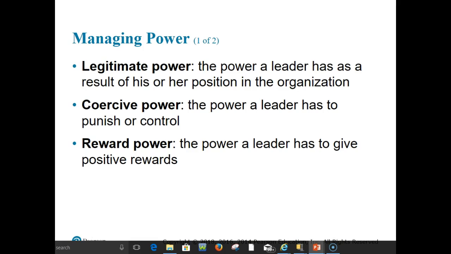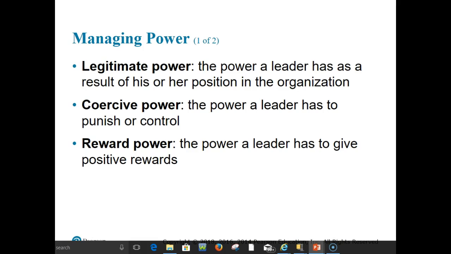Where do leaders get their power? That is, their right and capacity to influence work actions or decisions. Now, there's 5 sources of leader power that have been identified. And that is legitimate, coercive, reward, expert, and referent power.